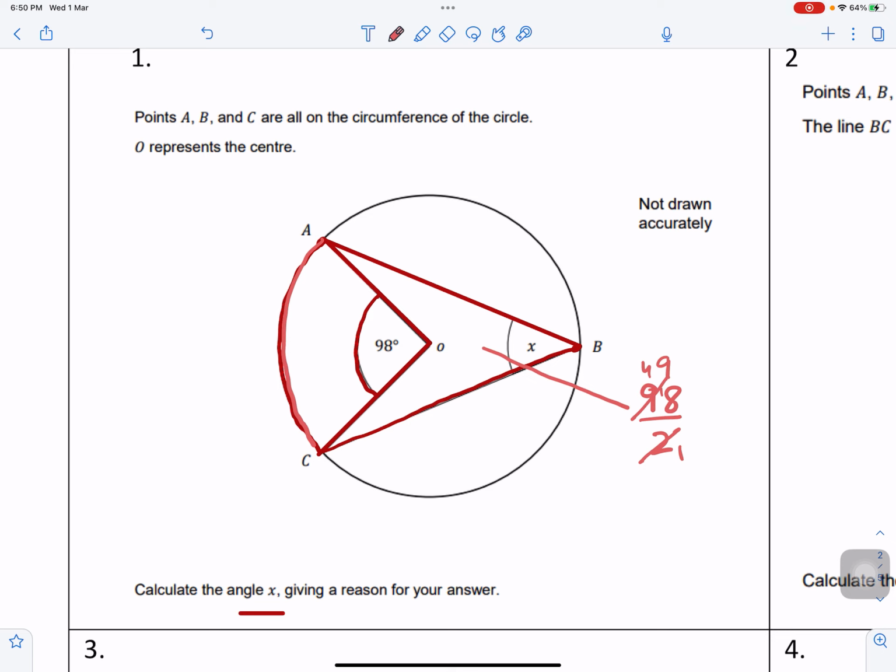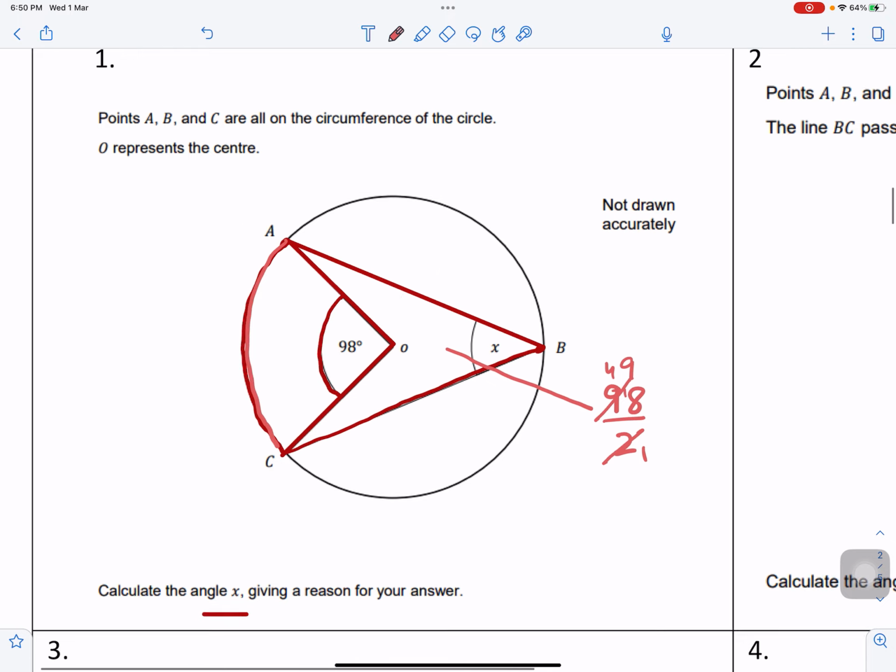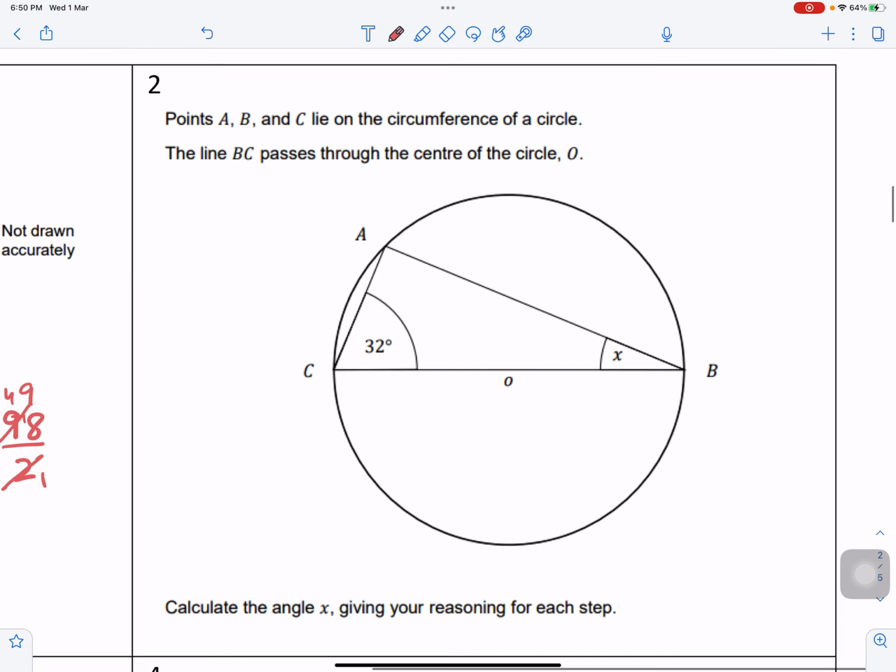So let's see the next question. I hope you understood this one. This is a very simple basic one. You have to remember these properties. What is the name of this property? Angle at the center is twice angle at the circumference. Okay. So now let's see this question.